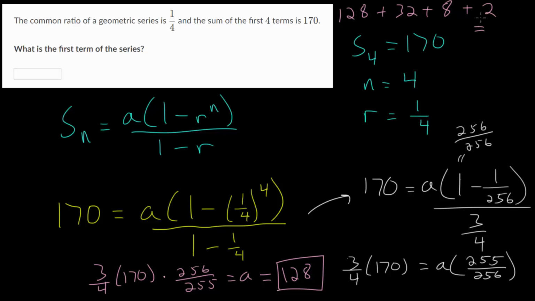Now adding these together, you can see this is 10 plus 32 is 42. And we add 2 to this, we get 130. 130 plus 40, that is 170. So that made sense, which allows us to feel confident that this is indeed the first term here. So our final answer would be 128.